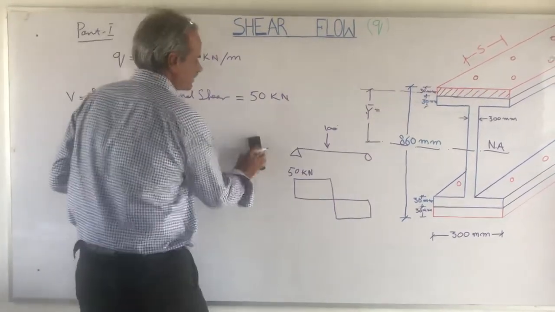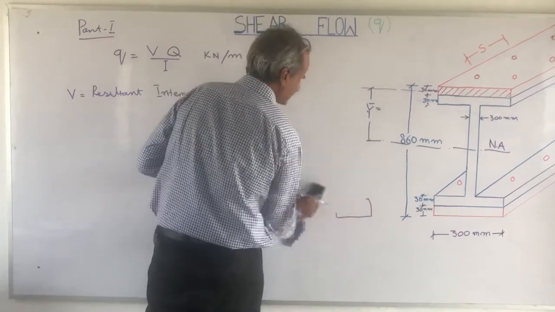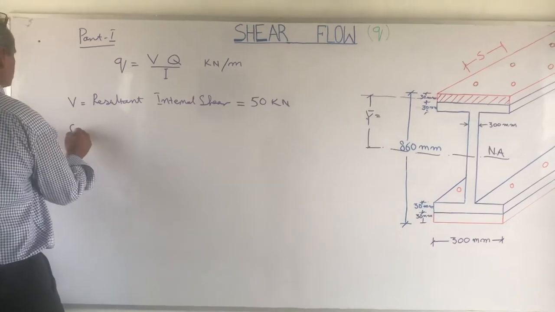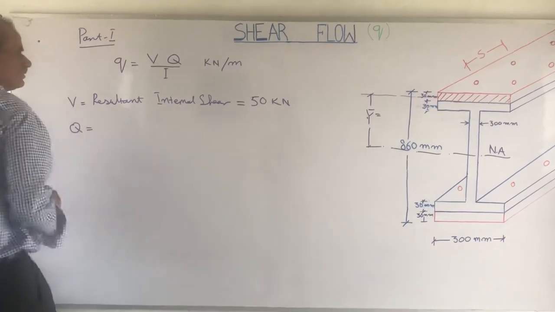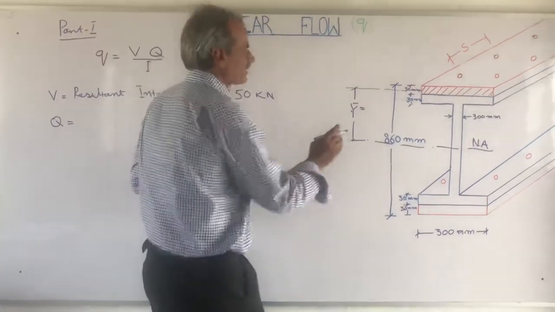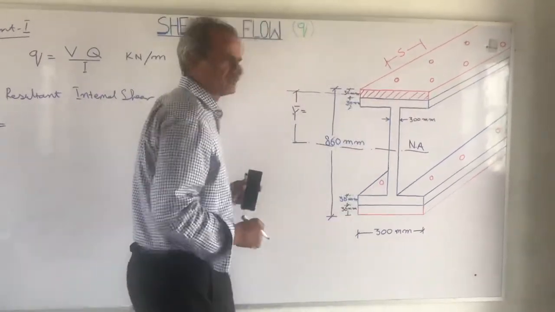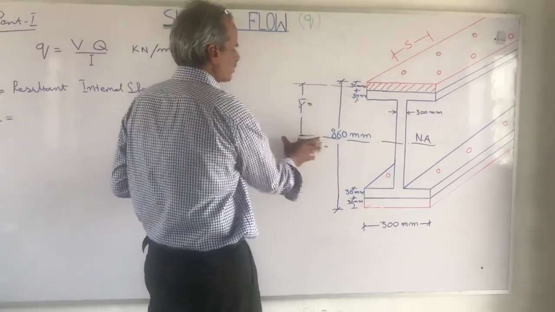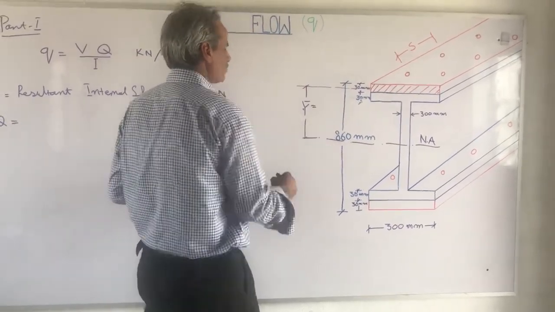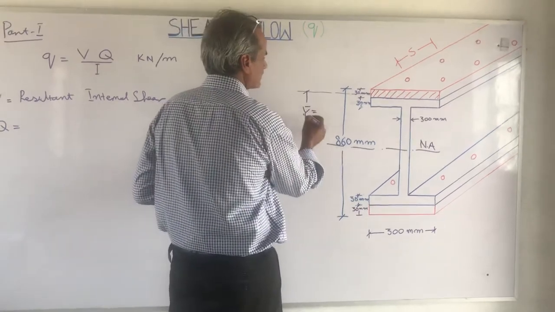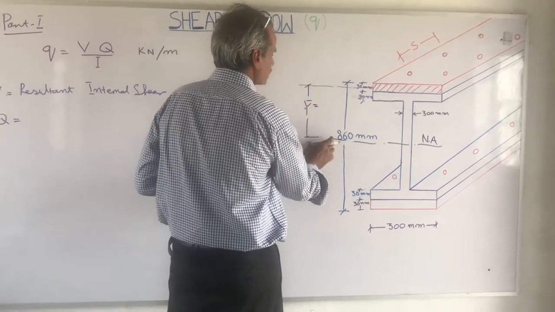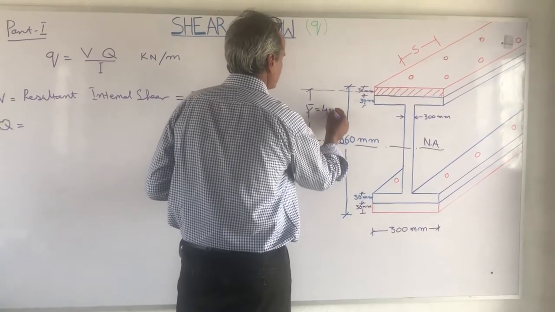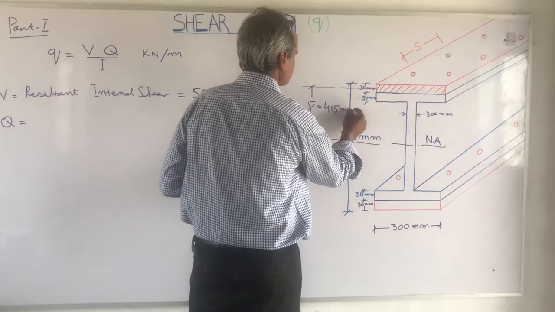Now on the right hand side in the numerator, the second thing is capital Q. Capital Q is the moment of the area to be attached, that is hatched in red, its moment about the neutral axis. So this y bar distance is the distance from the neutral axis, and it is 415 millimeters.